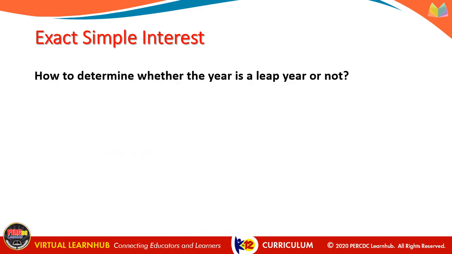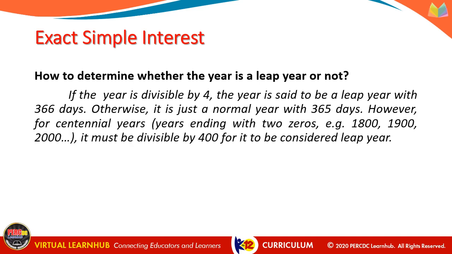How do we determine whether the year is a leap year or not? If the year is divisible by 4, the year is said to be a leap year with 366 days. Otherwise, it is just a normal year with 365 days. However, for centennial years, years ending with two zeros, like year 1800, year 1900, year 2000, and so on, it must be divisible by 400 for it to be considered leap year.